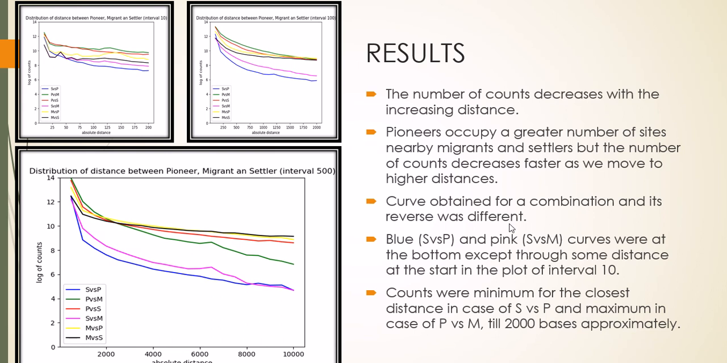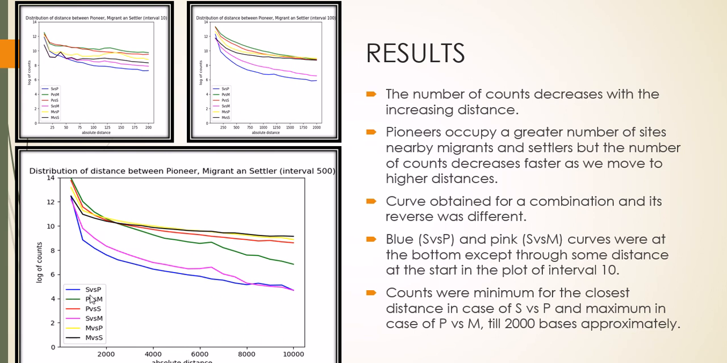Next, the curves obtained for a combination and its reverse were different. Let's see in the plots that the blue line corresponds to the settlers versus pioneer and the red line corresponds to the pioneer versus settlers, which is the reverse combination of the first. And we obtain different lines for both of these.